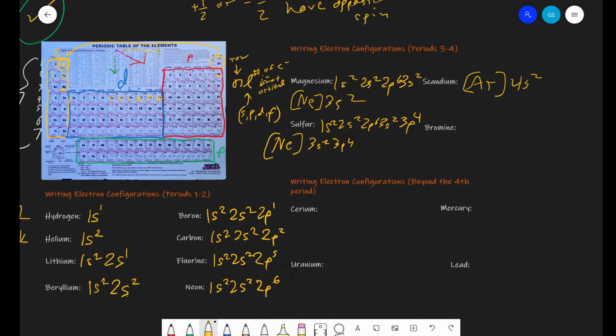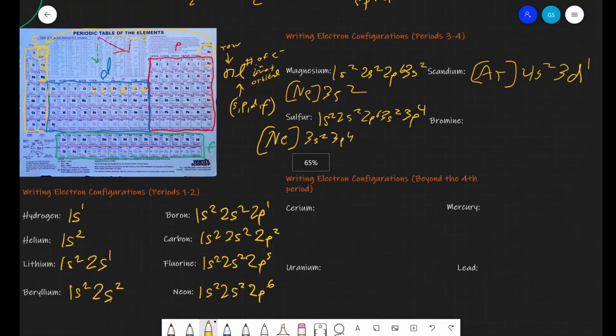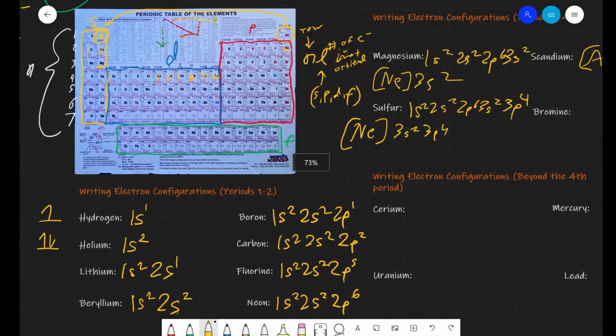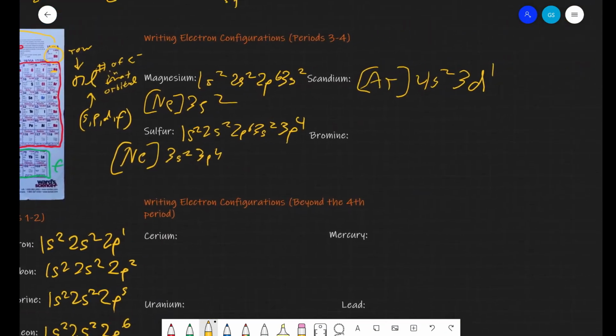4s2, and then here's where things get a little tricky, 3d1. Now, why did I write 3 for the d orbital when it's clearly in the fourth period? Think about it. The reason for this is because not only of how the periodic table is arranged, but also because we write electron configuration in a way that represents lowest energy from the left.